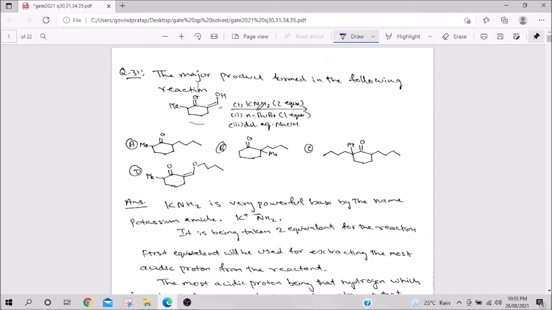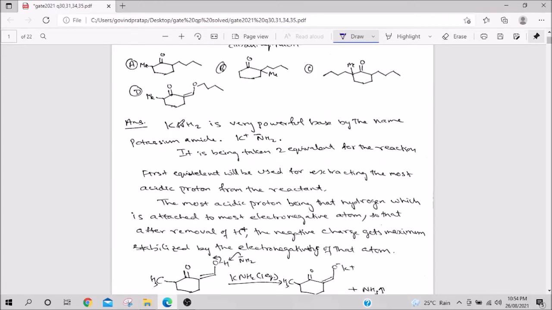Okay. And then we are reacting with KNH2, 2 equivalents, one equivalent of butyl bromide, and then we are adding dilute aqueous NaOH. So, let us try to see what will be the product formed. So, these are the various choices. So, first is 2 equivalents of KNH2. Now, KNH2 is a very powerful base, you have to remember this. K plus is there and NH2 minus is there.